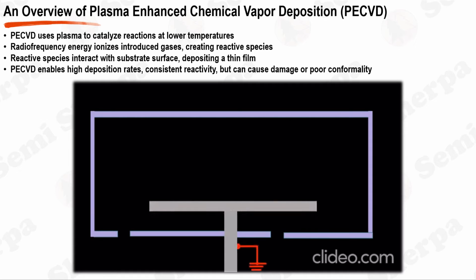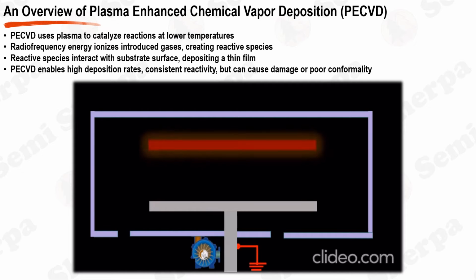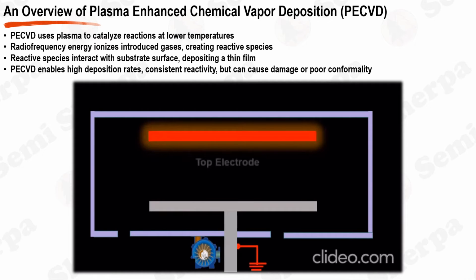The process begins with the introduction of specific gases or a mixture of gases into a specialized reaction chamber. The selection of these gases is governed by the desired material for deposition onto the substrate. For example, silicon deposition typically involves the use of silane, while methane is used for carbon deposition, and a variety of metal organic compounds are used for metal deposition.